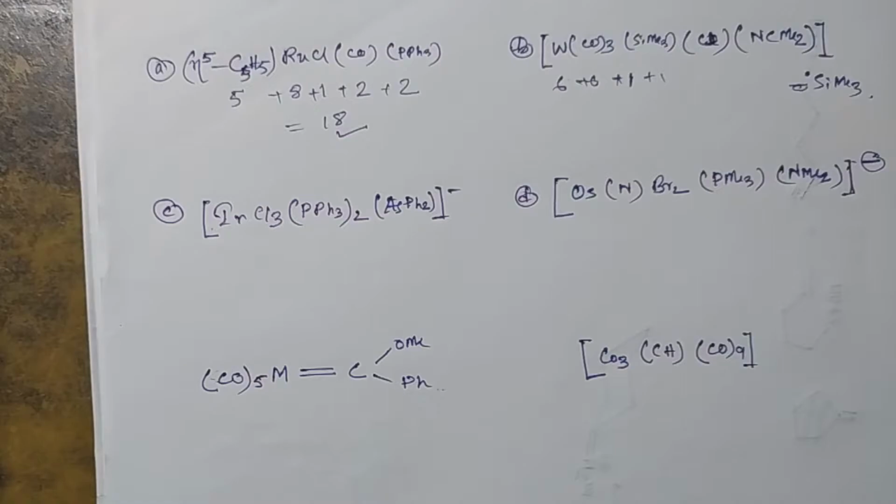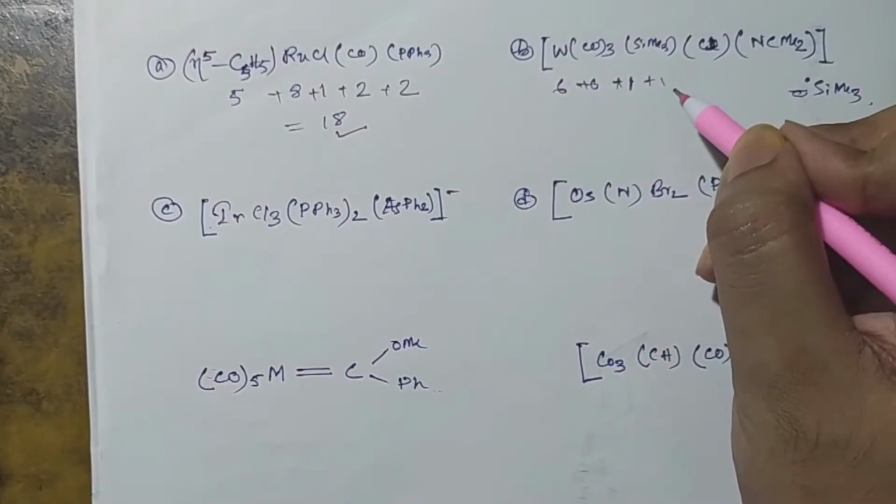Here we can see that there is an eta-5 cyclopentadienyl ring, and there is ruthenium, chlorine, carbon monoxide, and PPh3. From ruthenium, the valence electron count is 8, plus 5 from the ring. From chlorine, according to the neutral atom method, it contributes 1, from the carbonyl we get 2, from the PPh3 we get 2, so we get 18. So that is the 18 electron rule satisfied.